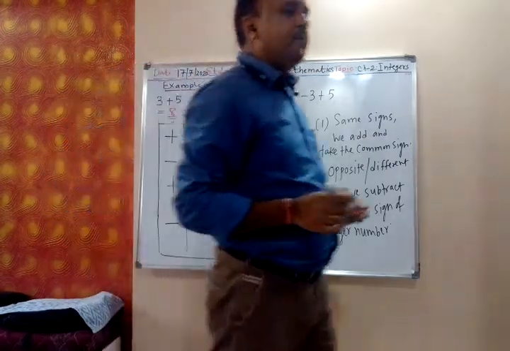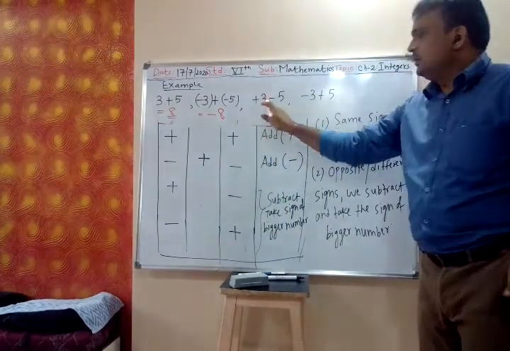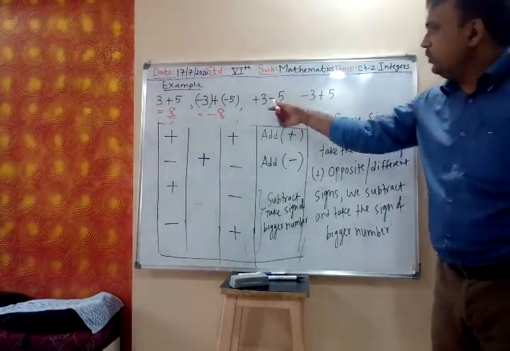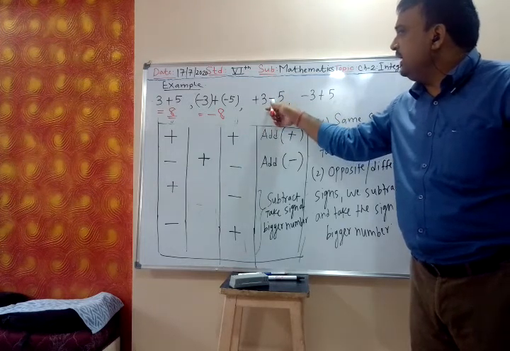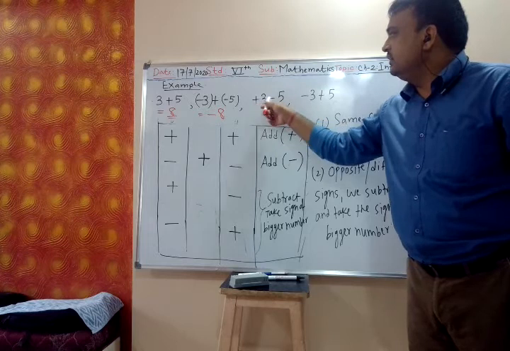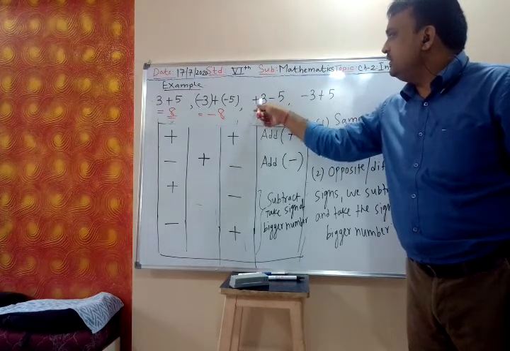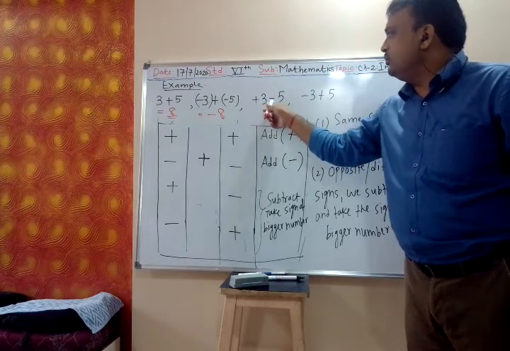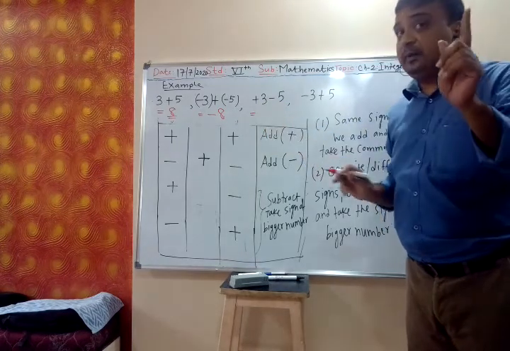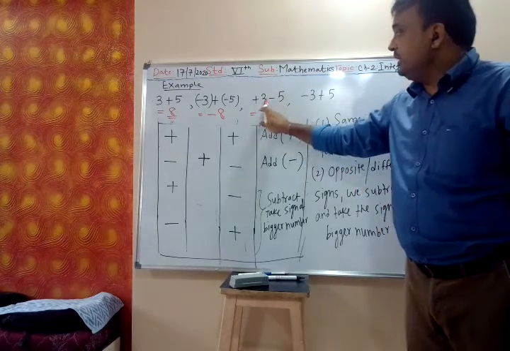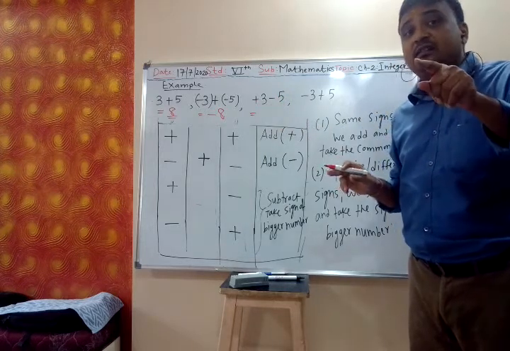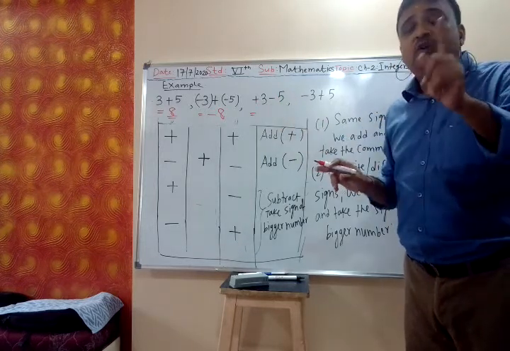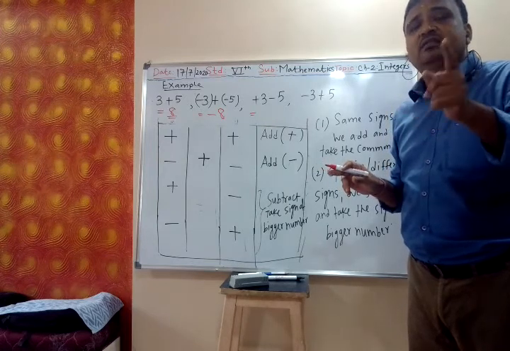What about the next? What is the sign of 3? Plus. What is the sign of 5? Minus. So they have opposite signs. Sign of 3 is plus, sign of 5 is minus. Not minus 8, not plus 8. Opposite sign, you have to subtract.